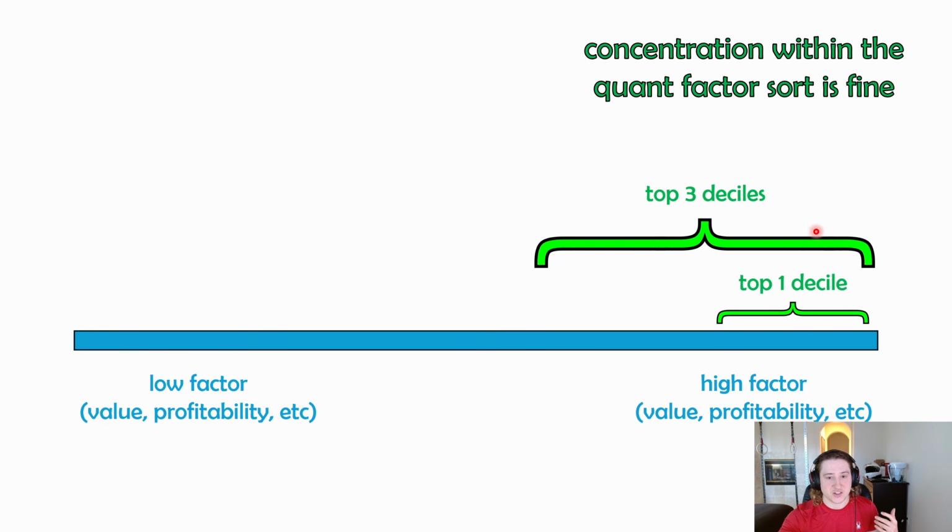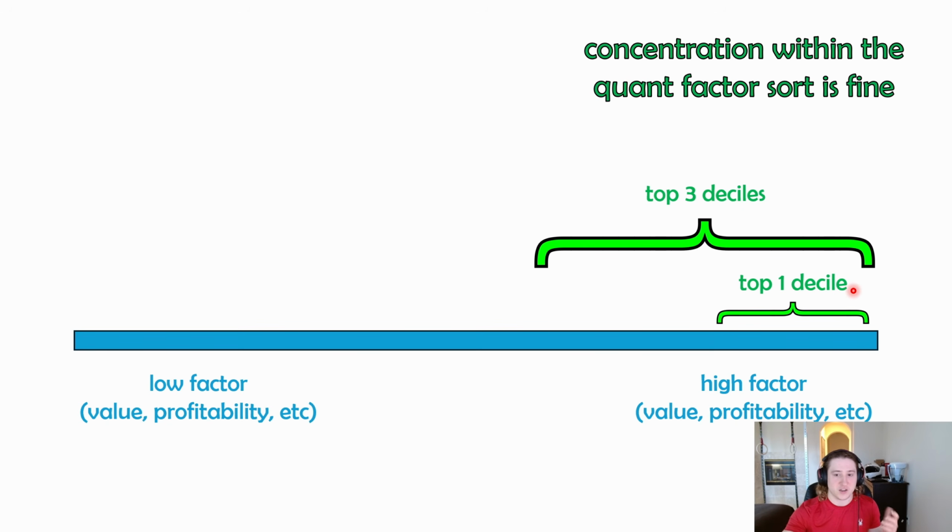Let's say instead of grabbing the top 3 deciles of value, you grab the top singular decile of value. This is something we refer to as concentration. Yes, you're going to have fewer stocks in your portfolio, but this is not what I'm calling bad. This is not what I mean by casting as wide a net as possible. This would still be completely okay, in my opinion, in the context of what I'm talking about.